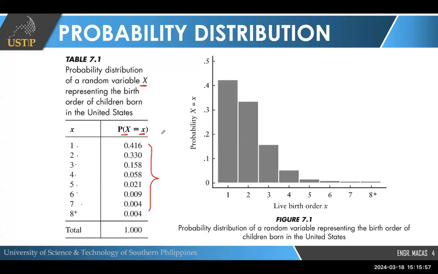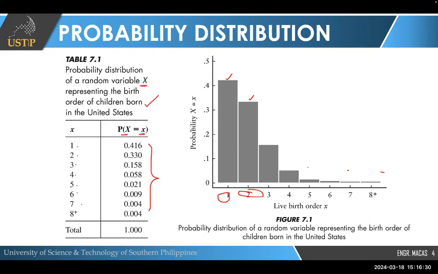Alright, so when we graph that, ang atong x-axis will be the birth order x, and then y is the probability. So kung atong i-graph, kung firstborn siya, ang probability daw is high, no? 0.416, so mao na nga value. It's basically just a histogram, di ba? Birth order second, so mao na yung 0.330, and so on. Okay? So this is the probability distribution of this table.